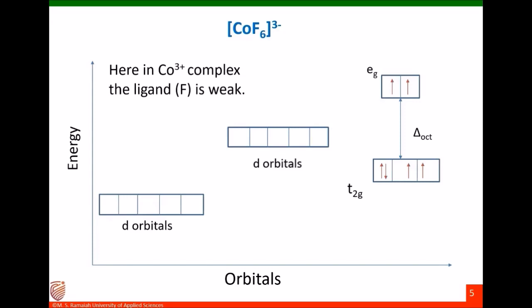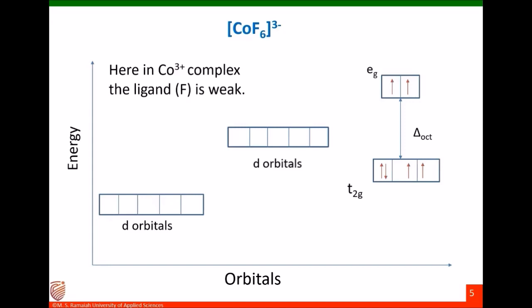Now total 6 electrons are there because it is a d6 configuration. 1 electron to t2g, 1 electron to t2g, 1 electron to t2g, then 1 electron to eg, 1 electron to eg. Now 1 electron is left, that will go to t2g.